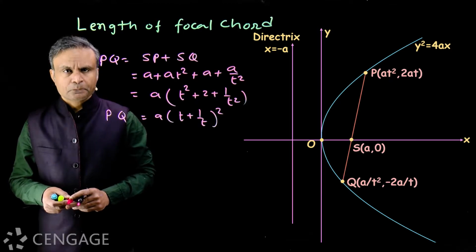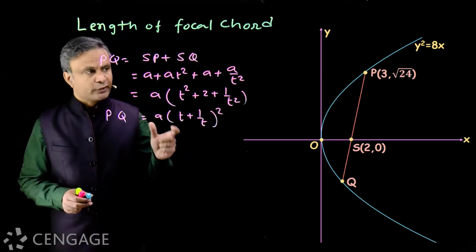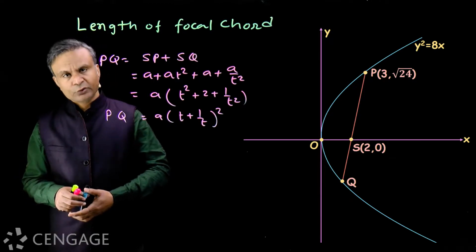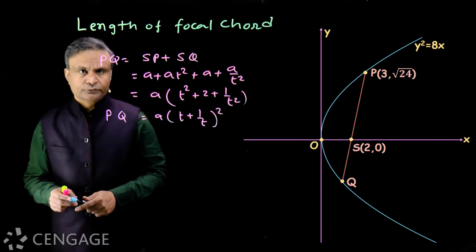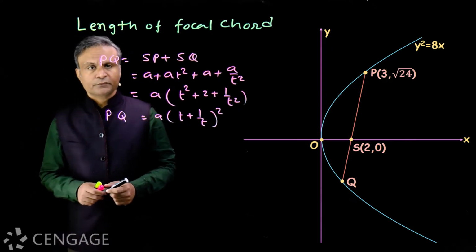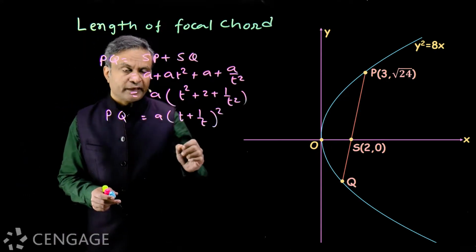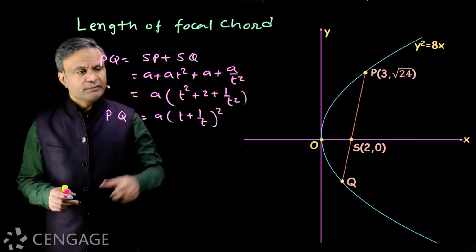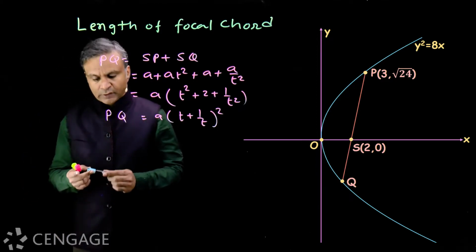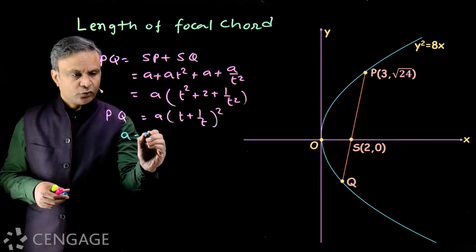ठीक है ना? Now suppose equation of parabola is y square is equal to 8x and coordinates of point P are 3 comma root 24. Then what will be length of focal chord PQ? Length PQ कैसे निकालेंगे? We will use this formula, but for that we must have parameter of point P. हमें point P का parameter निकालना पड़ेगा, तब हम ये formula use कर सकते हैं. For y square is equal to 8x, value of a is 2.